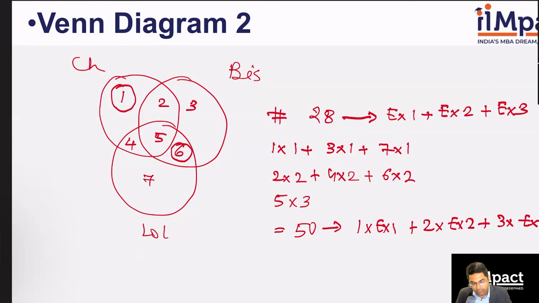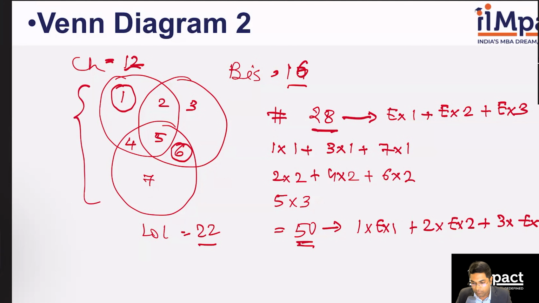So when I calculate the chocolate, which is 9 plus 3, 12, biscuits is 11 plus 5, 16, and lollipop is 12 plus 10, 22. This 50 is basically the sum of these three numbers, right? And this 28 is basically the sum of the numbers inside the Venn diagram. I hope everybody is clear with this. Again, sounds very basic, but trust me, this is the thing that we're going to use in the very first set that we will discuss.